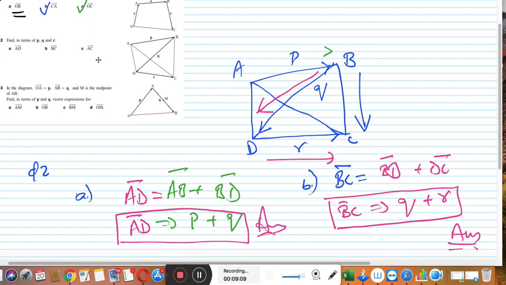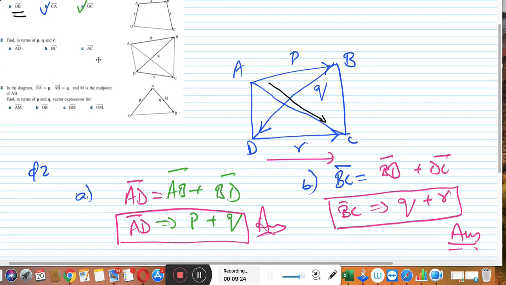Coming on to AC, this is an easier question. I'm just removing the previous questions' signs. Yeah, we have to go for AC.